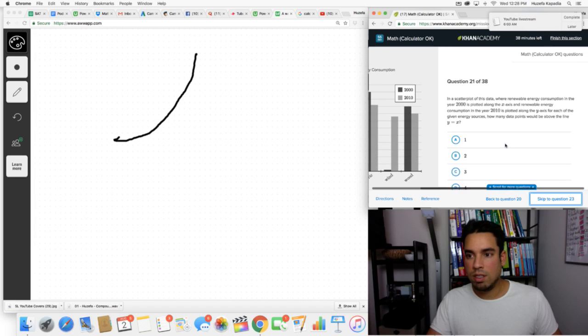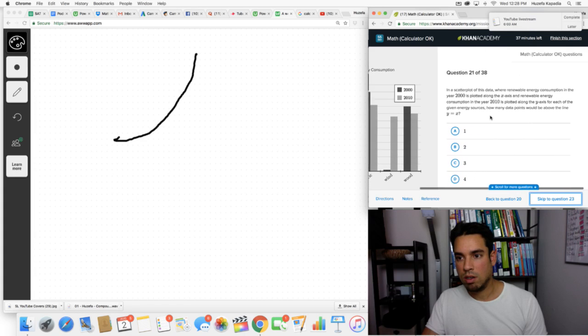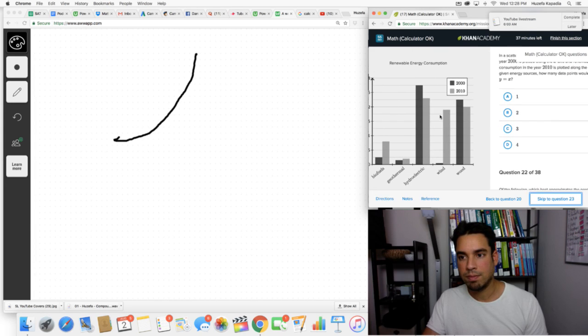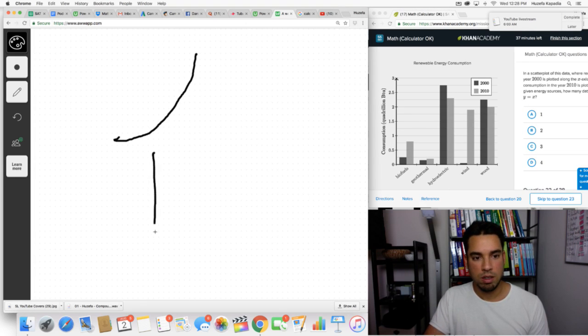In a scatter plot of this data where renewable energy consumption in the year 2000 is plotted along the x-axis, and renewable energy consumption in the year 2010 is plotted along the y-axis for each of the given energy sources, how many data points would be above the line y equals x? They're saying in a scatter plot, so they're not giving us the scatter plot. I got it. Oh, wow. So they want to compare 2000 to 2010. Let's see. This is a crazy question.